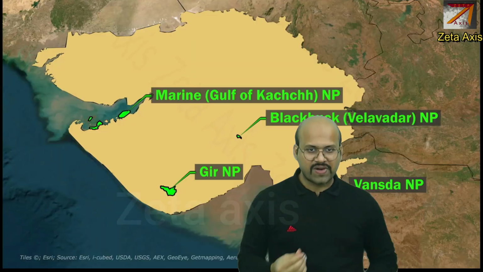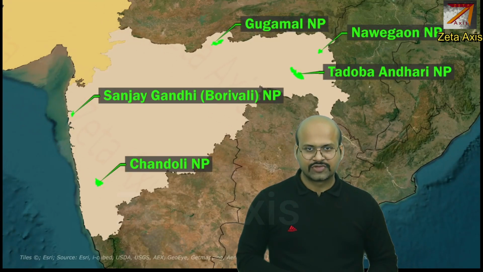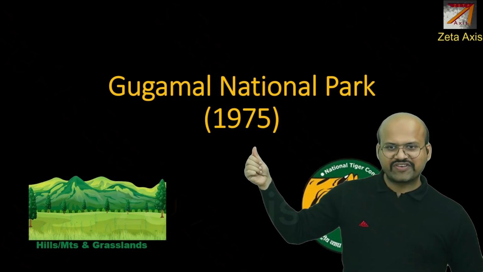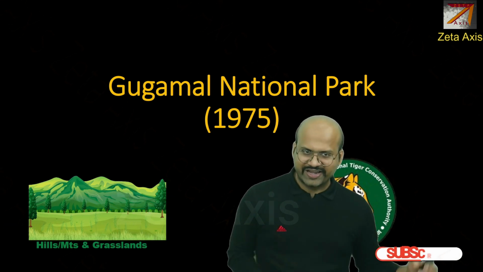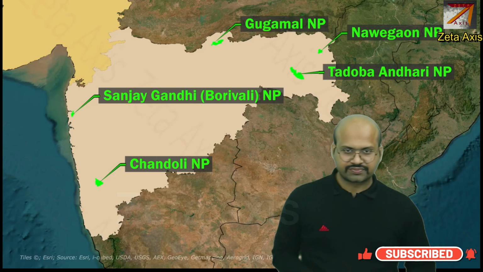Now let's move on to Maharashtra. Maharashtra again has 5 national parks. So let's start with Gugamal National Park. Gugamal National Park was established in 1975. It is also having some part as hills and some part as grasslands. It is also a tiger reserve under Project Tiger.